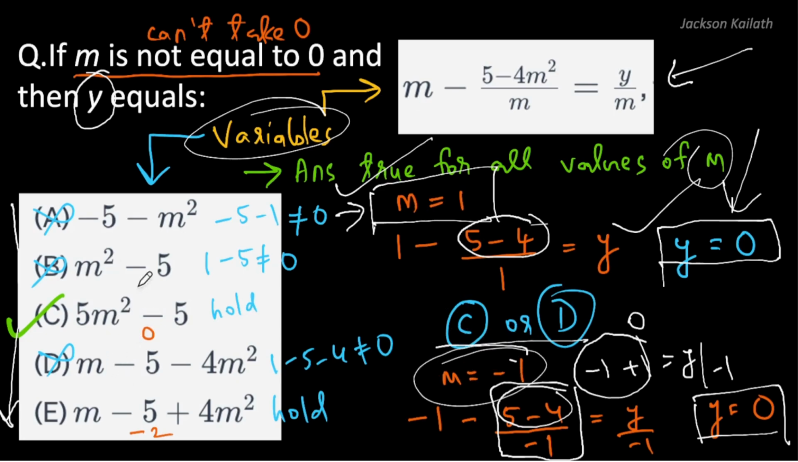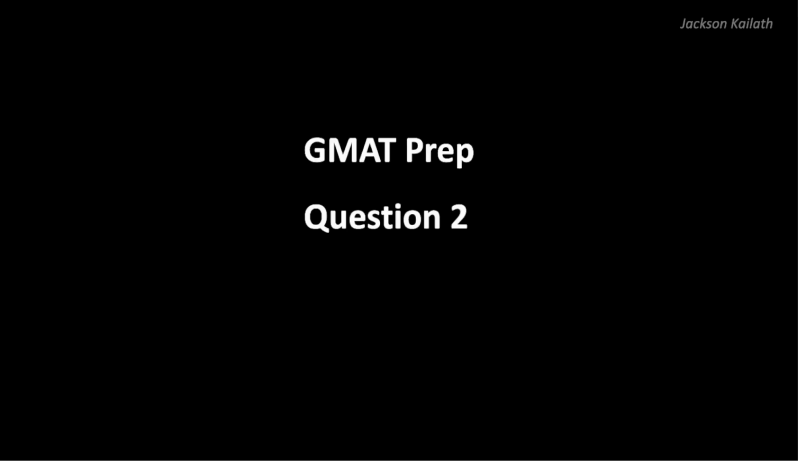We had to do it 2 times because for C as well as for E, this is not D, this is E, right? For C as well as for option E, it was working out when we were trying m is equal to 1. All right, let's proceed to the next question.